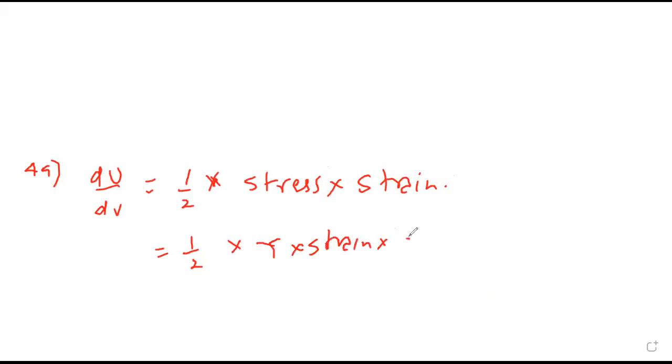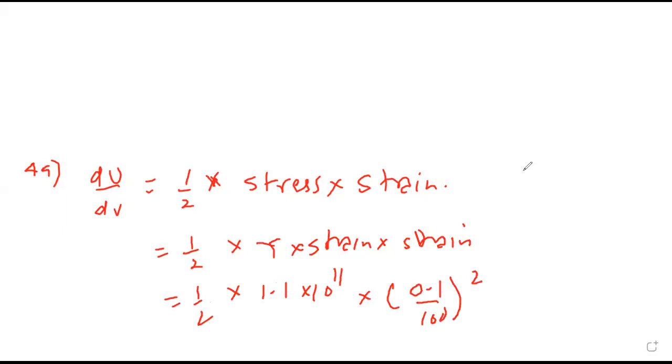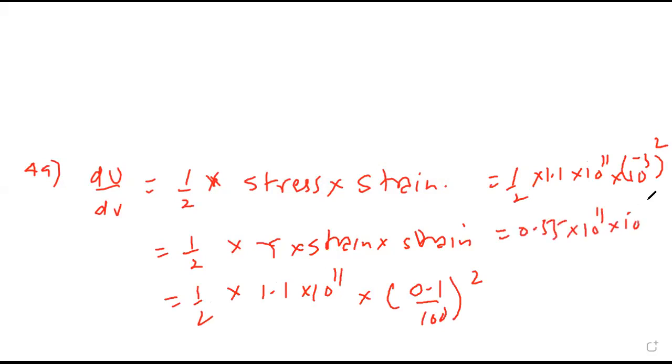Now I think you can manage. Half into Y into strain square. Y is 1.1 into 10 raised to 11. Strain is 0.1%, so 0.1 upon 100, that is 10 raised to minus 3, square. That will be 0.55 into 10 raised to 11 into 10 raised to minus 6. That becomes 0.55 into 10 raised to 5, that is 5.5 into 10 raised to 4. Option D.